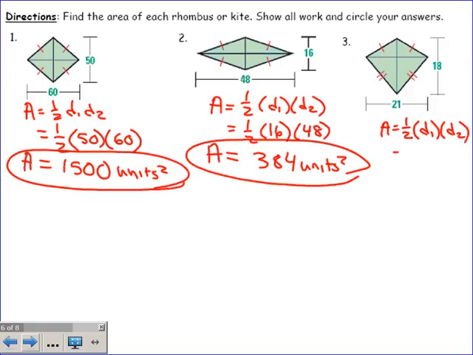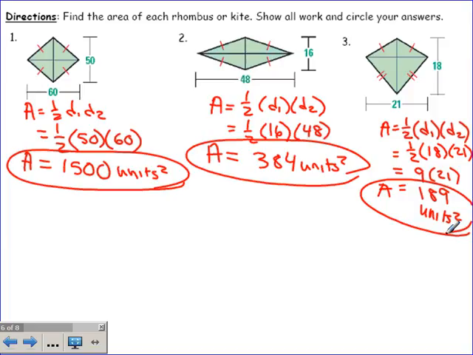Yeah, that's right. So, what's D1? What's D2? What's half of 18? 9. What's 9 times 1? What's 9 times 2? 18. So it should be 189, right? 18 and 9. Okay, what's area? Our units would be square units, right? So you multiply. It's good.